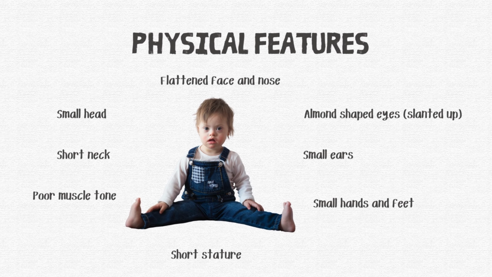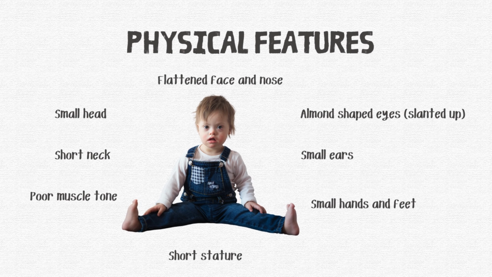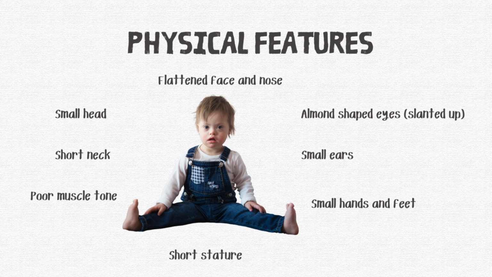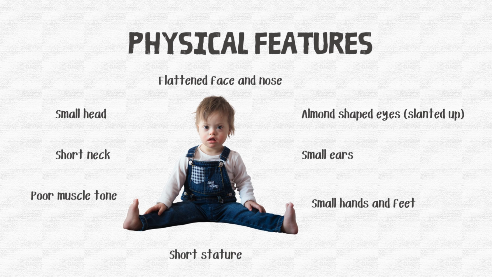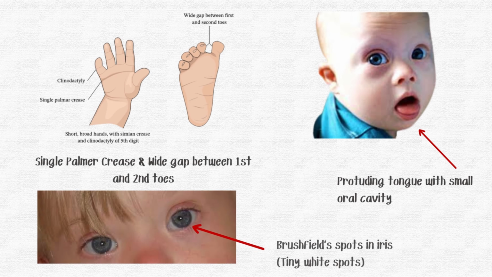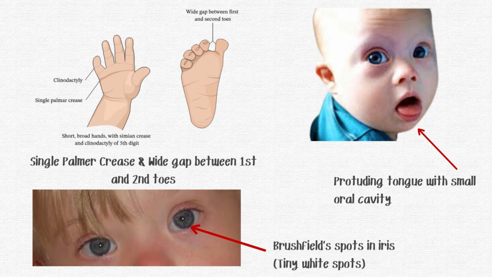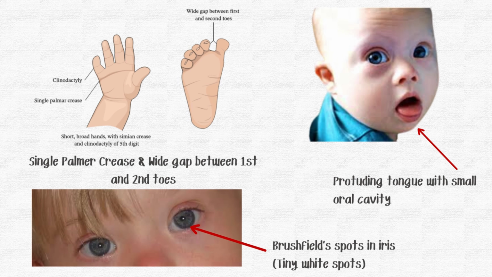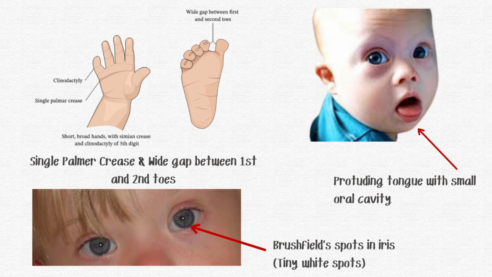People with Down syndrome have unique physical features, and these characteristics can vary among individuals. Some of the common features are flattened face and nose, almond-shaped eyes, small ears, small hands and feet, short stature, poor muscle tone, short neck, and small head. They also have a single palmar crease and a wide gap between the first and second toes, protruding tongue with small oral cavity, and tiny white spots in the iris.